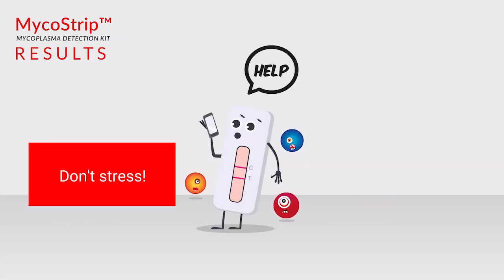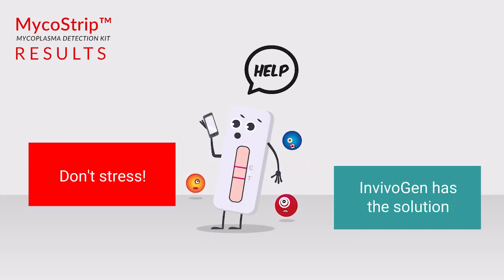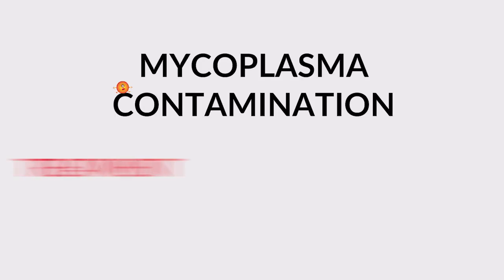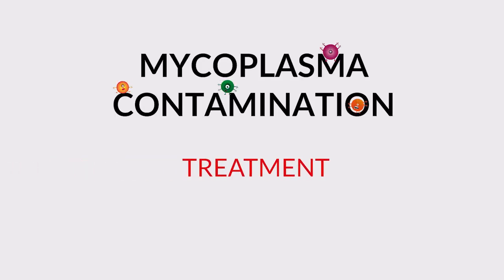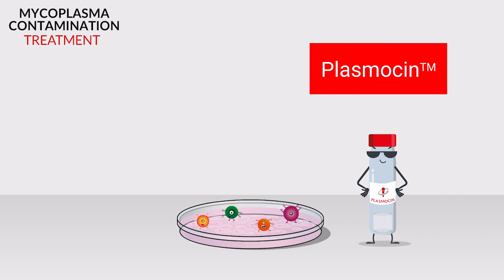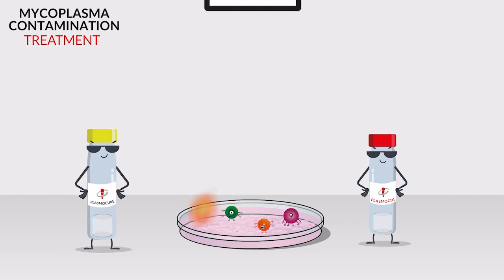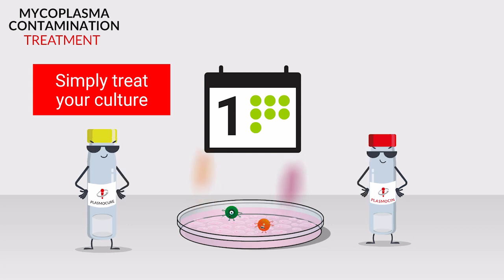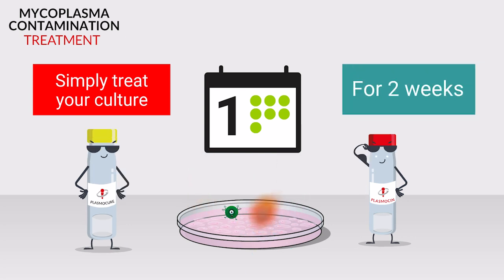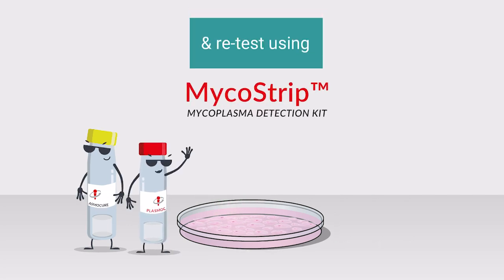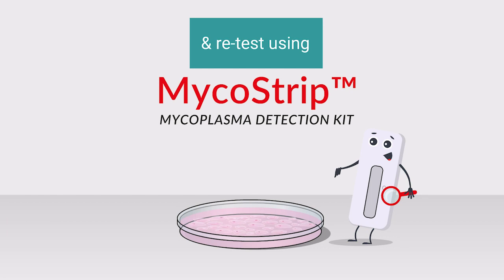But don't stress. If your MycoStrip test is positive, InvivoGen has the solution for you. Your culture is easily treatable with our anti-mycoplasma reagents Plasmacin or PlasmaCure. By simply treating your culture, they allow you to swiftly combat any contamination. After the 2-week treatment, simply retest using MycoStrip.